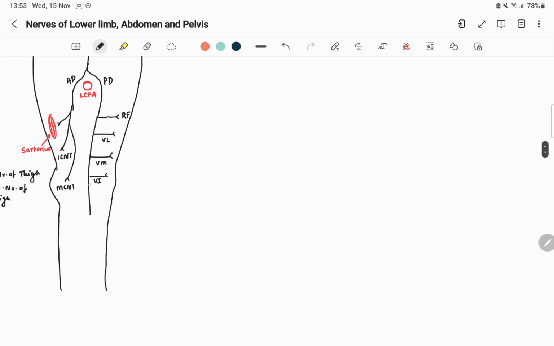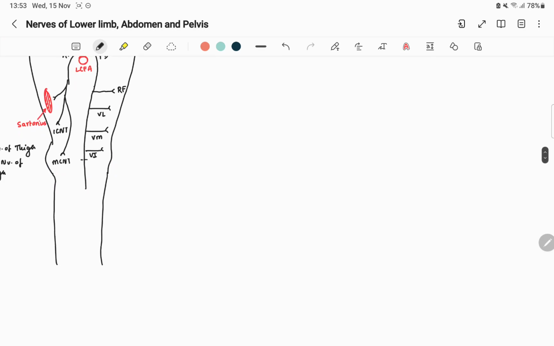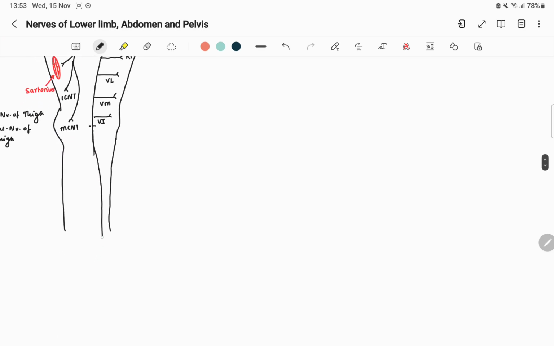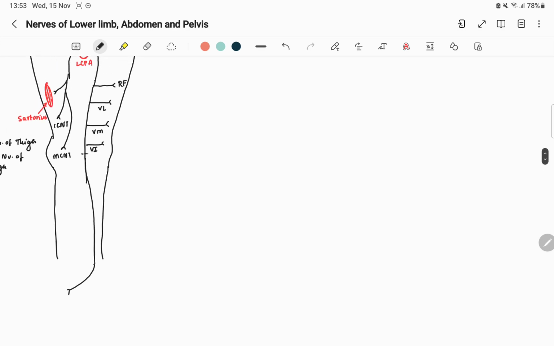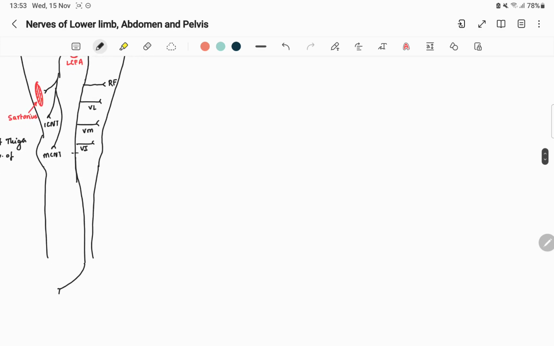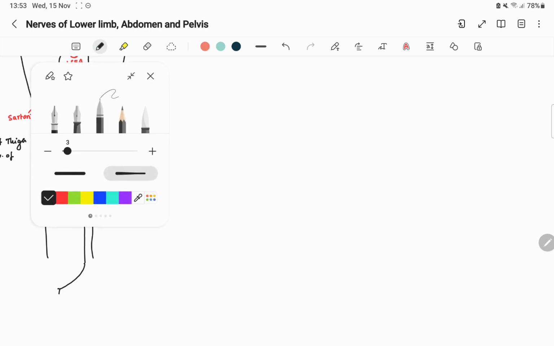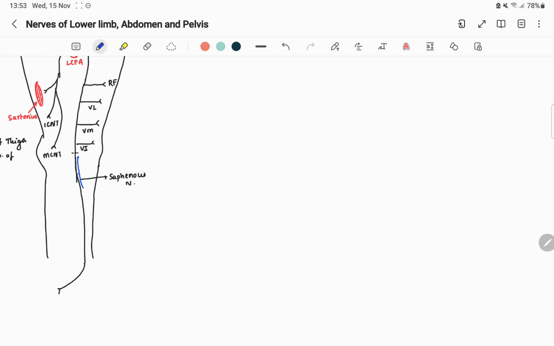After this, at this level, it continues as the saphenous nerve and supplies the anterior aspect up to the great toe. It becomes the saphenous nerve. Why is it called saphenous? Because at this level it runs with the saphenous vein.